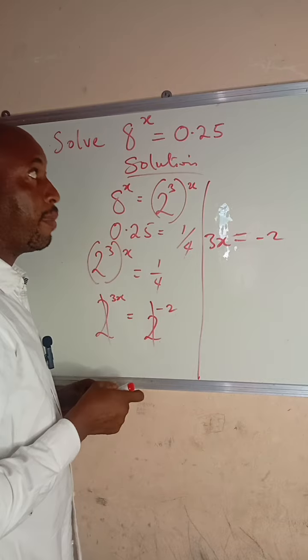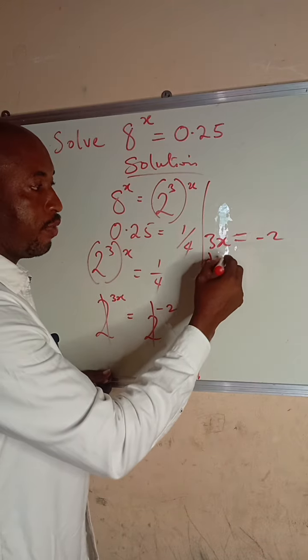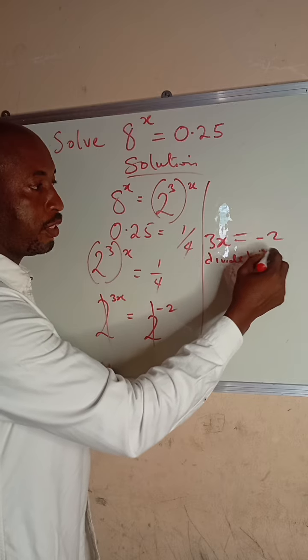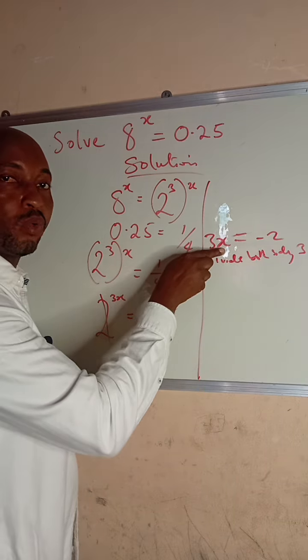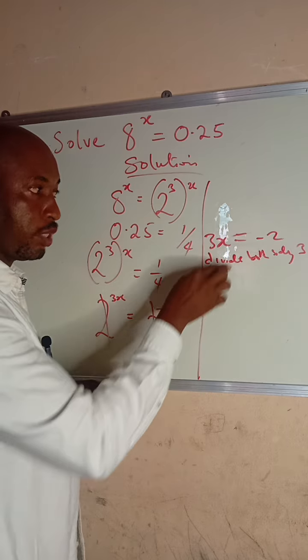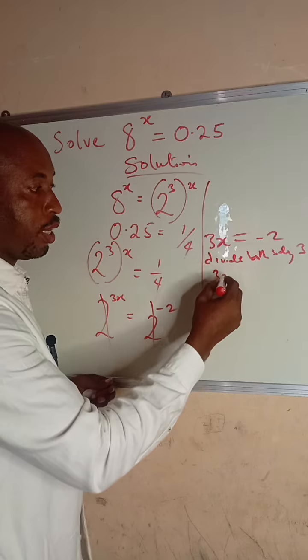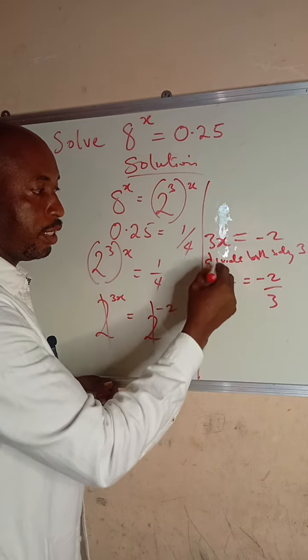Minus 2. Now, what am I looking for? I'm asked to look for x. Therefore, I will now say divide both sides by 3. Why do I have to divide by 3? So that this x here will be left alone. Divide both sides by 3 so that this x will be left alone. This will be 3x divided by 3 equals to minus 2 divided by 3. This 3 will cancel.